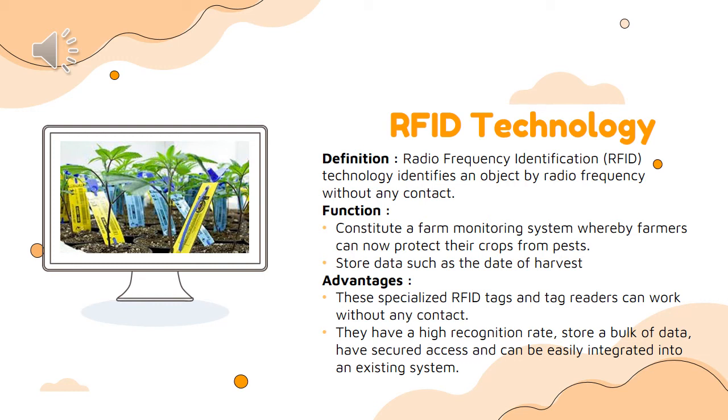One of the advantages of this agricultural technology is that it can be used to tag bales of hay. This tag can store data such as the date of harvest, the field it was harvested from, the temperature, weight, moisture level, and nutritional information of each bale. These specialist RFID tags and tag readers can work without any contact. They have a high recognition rate, store a bulk of data, have secure access, and can be easily integrated into an existing system.